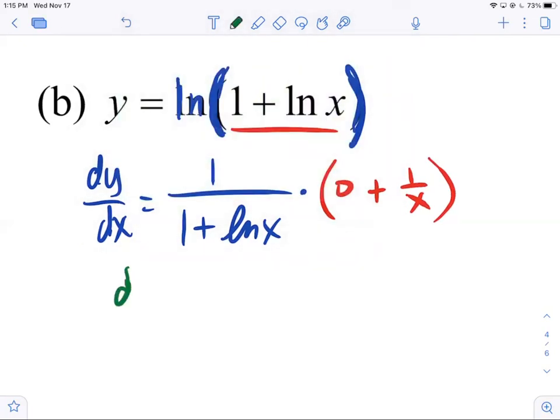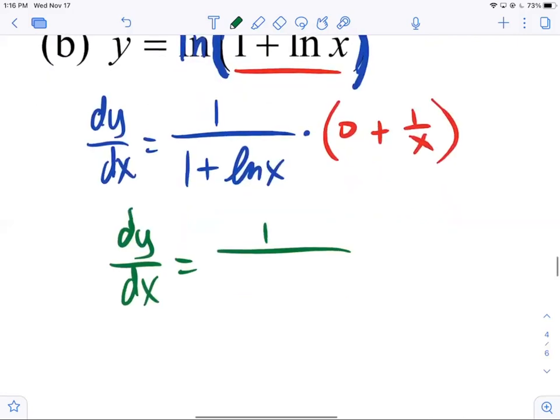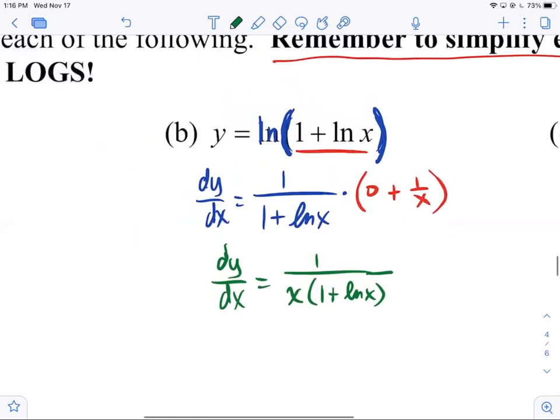I'll go with green here. So dy dx is 1 over, and because really this is just a factor of 1 over x, we can multiply it in the bottom. I probably would not distribute it unless I had to. We tend to like things factored, so I'll just put that factor of x in the bottom in front of there. And there it is. Pretty nifty. Nifty, nifty indeed.